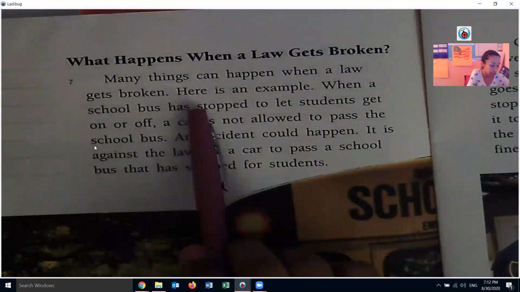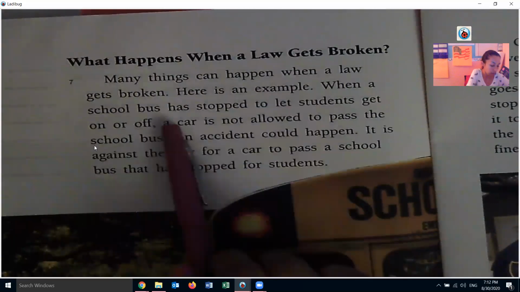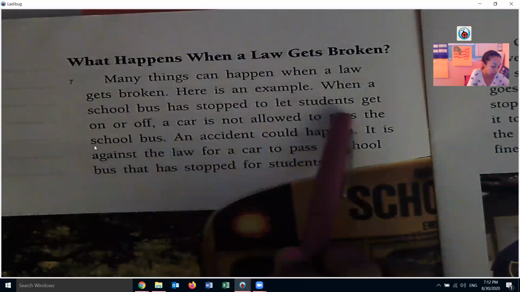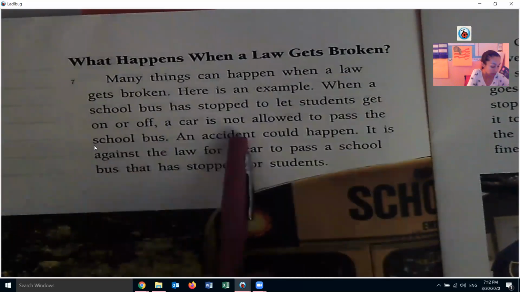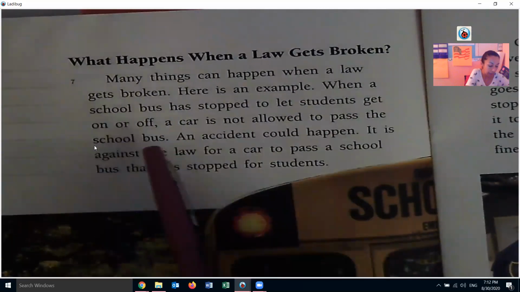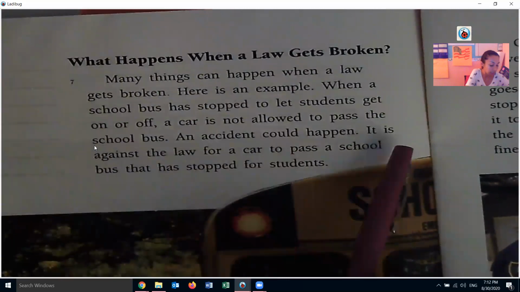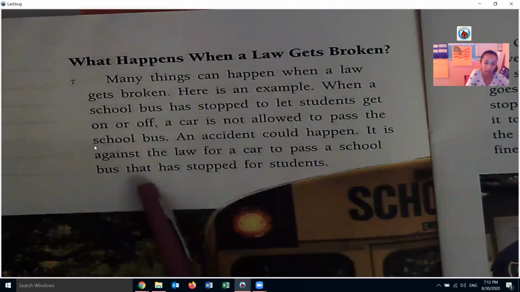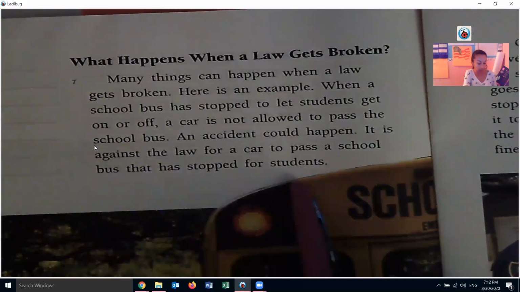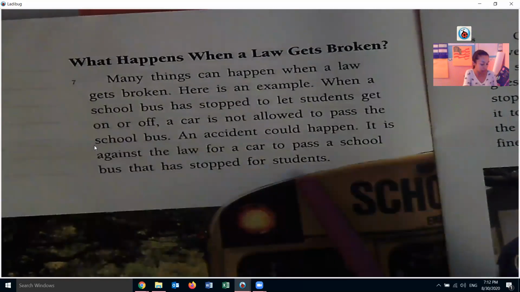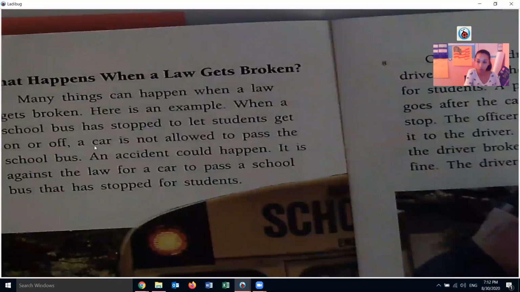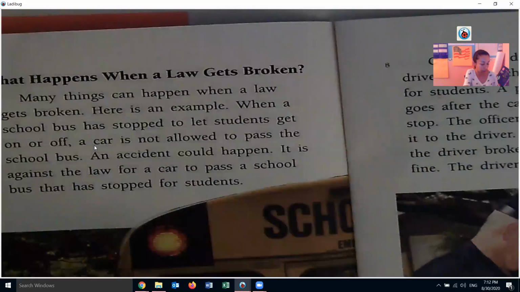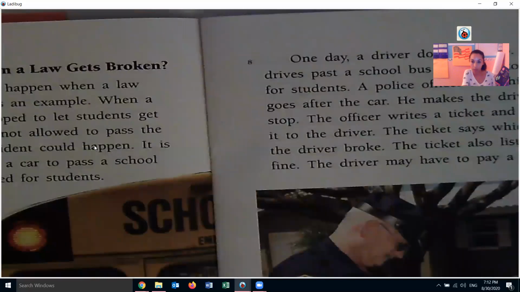Here is an example. When a school bus has stopped to let students get on or off, a car is not allowed to pass the school bus. An accident could happen. It is against the law for a car to pass a school bus that has stopped for students. That's a very important law. Because yeah, those kids could be walking across the street and if a car's passing by, that would not be good.